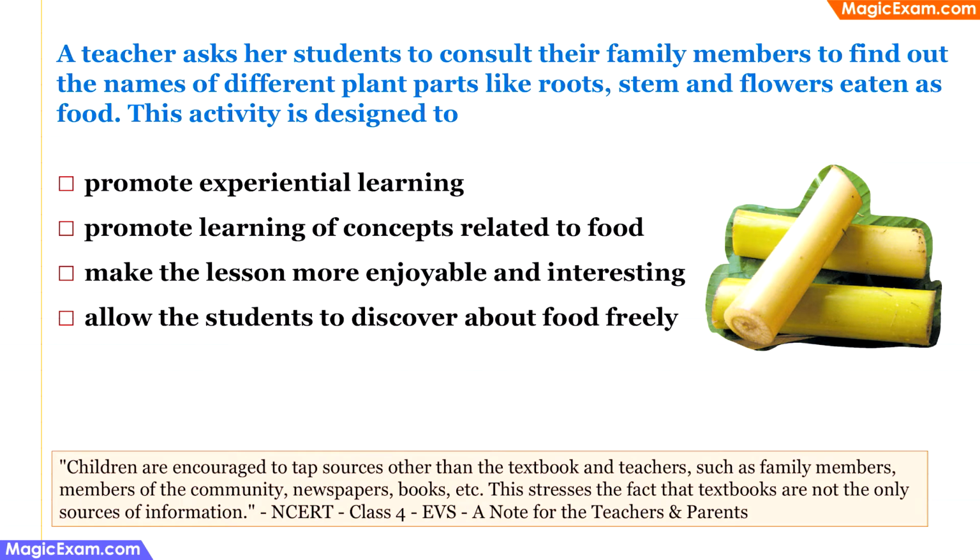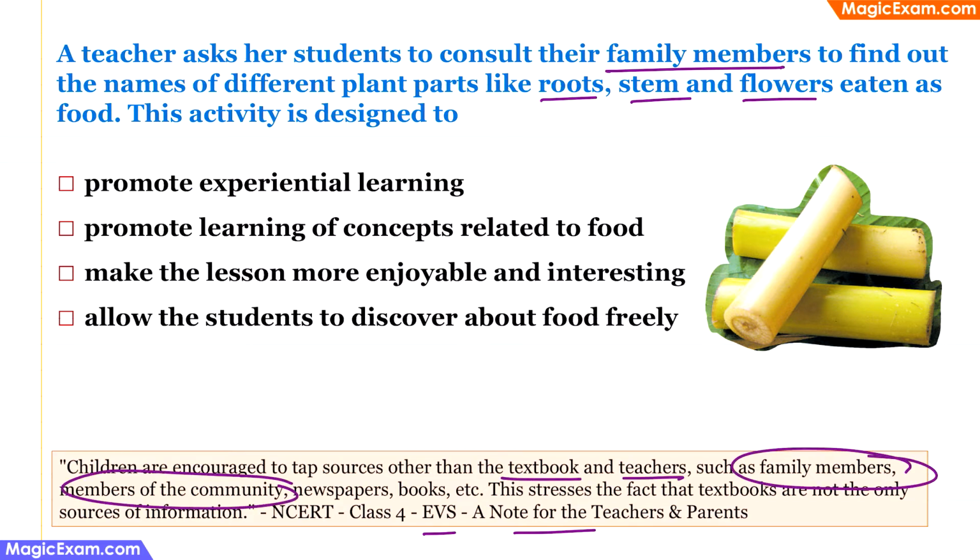A teacher asks her students to consult their family members to find out the names of the different plant parts like root, stem and flowers eaten as food. This activity is designed to do which of the options? Now, if you look at the introduction part of the EVS textbook, a note for teachers and parents, it is mentioned that children are encouraged to tap sources other than the textbook and teacher, such as family members and members of the community, because the idea is that textbooks and teachers are not the only sources of information.